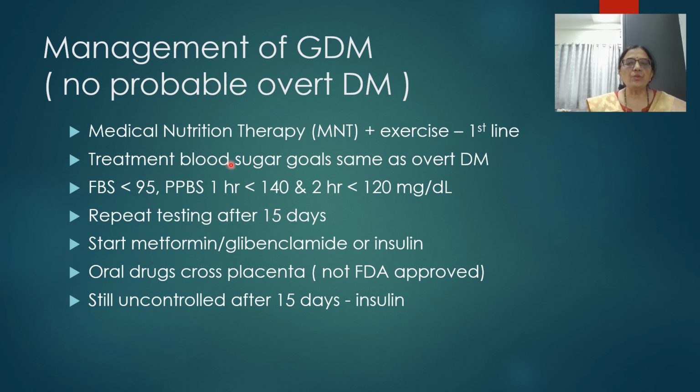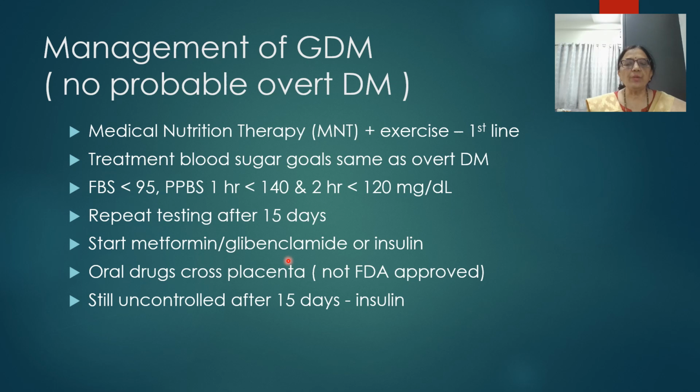Then once we put the patient on medical nutrition therapy and exercise, next we need to repeat the testing after 15 days in a patient who is gestational diabetic. If after 15 days these blood sugar goals are not achieved, fasting is more than 95 or 2 hour postprandial is more than 120, then in that case we have to start the patient on either metformin or insulin, or a third drug along with metformin, another oral anti-diabetic drug which is being tried in recent years, glibenclamide.